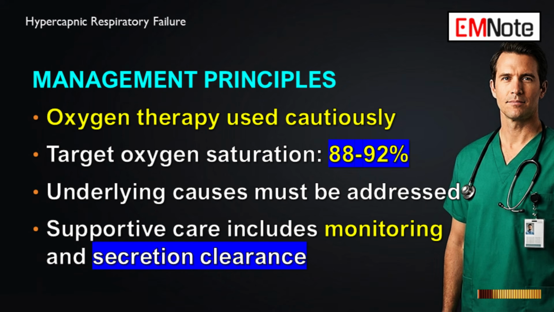And what about supportive care? What can trip us up? Avoiding unnecessary sedation is huge. You can easily turn a can't breathe patient into a won't breathe patient with the wrong medication choice. Makes sense? And then it's the basics: aggressive secretion clearance, and just constantly monitoring their respiratory rate and effort for any sign of fatigue.